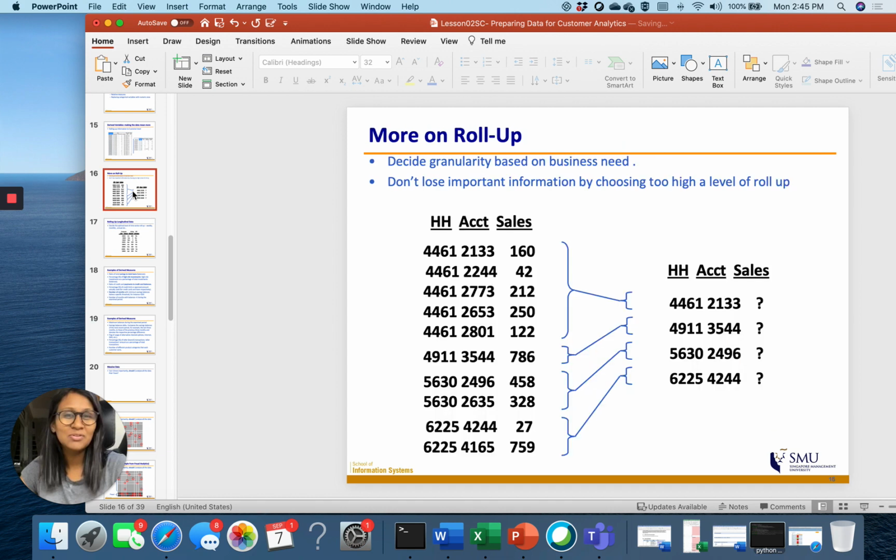The other thing which you could do is depending on the granularity based on the business needs. So if you want to, maybe in one example, let's say you want to analyze account level data, you want to analyze customer level data, and you also want information at household level. In that case, it makes sense to roll up information at multiple levels.